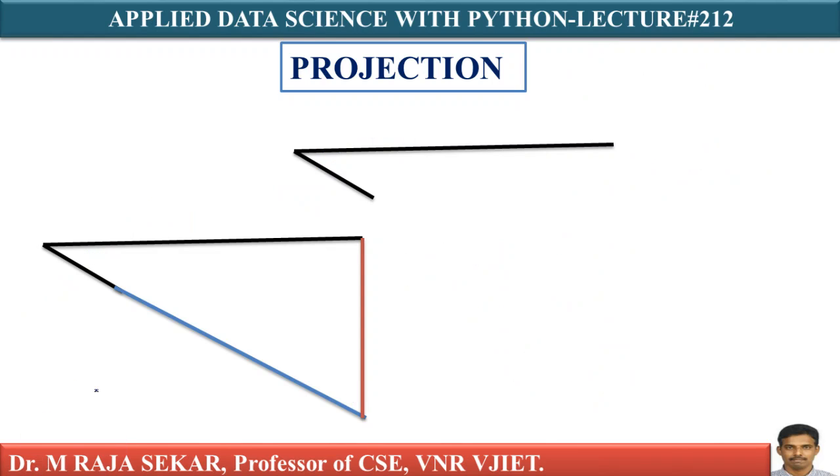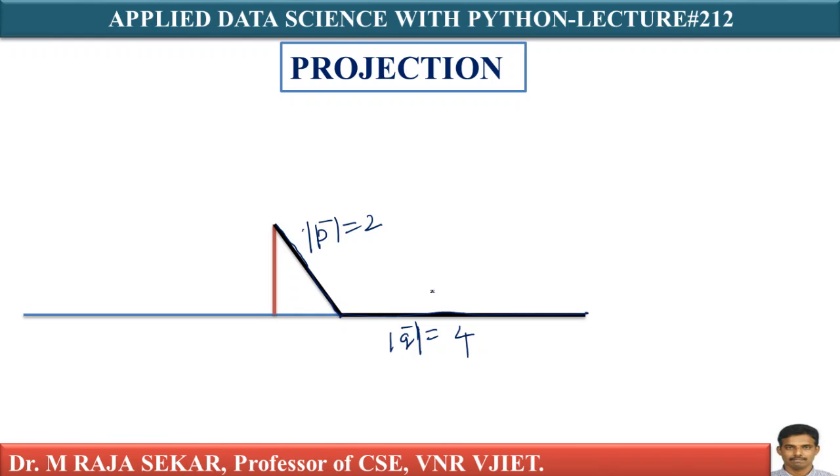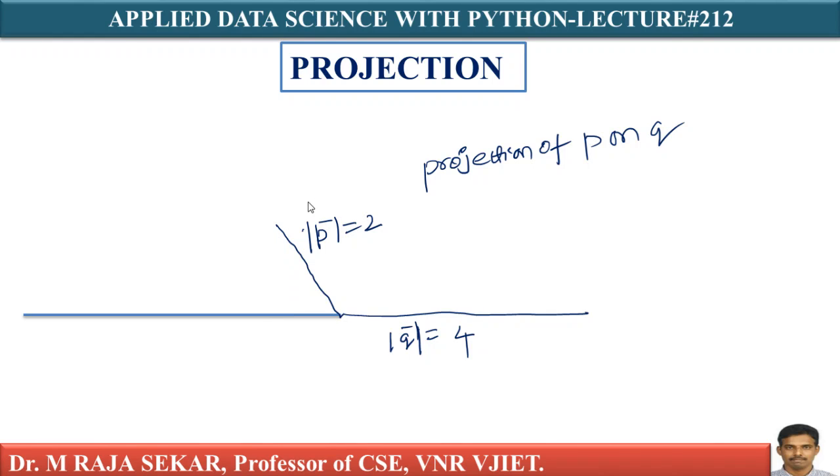We will try to understand with one more simple example. Let me say I have this vector, mod p bar equal to 2, and mod q bar equal to 4. This one is p, this one is q. I need the projection of p on q. Therefore, for the projection of p on q, just see what I have to do. I must draw a perpendicular, isn't it?